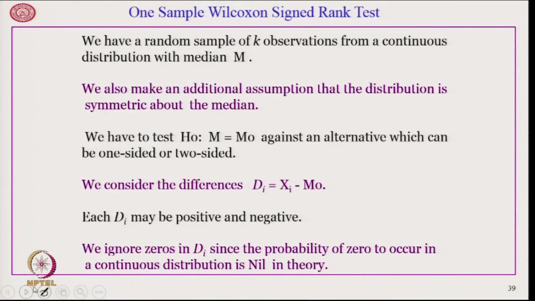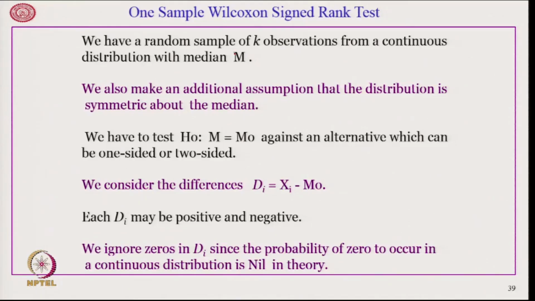What is it? So, as before, we have a random sample of k observations from a continuous distribution with median equal to m. So, this is the population median, we do not know about it. This is what we are trying to estimate or we are trying to test based on a sample. But to apply Wilcoxon signed rank test, we need another additional assumption that the distribution is symmetric around the median.